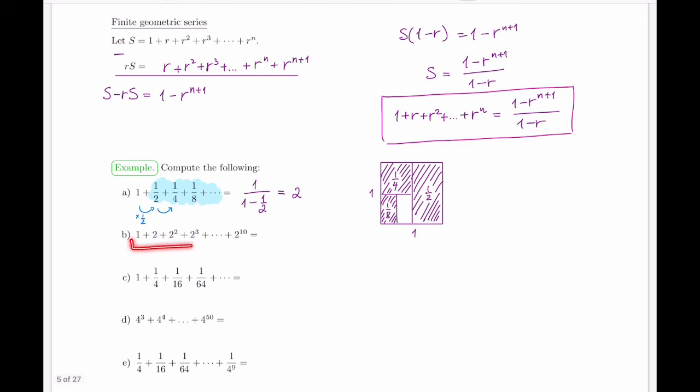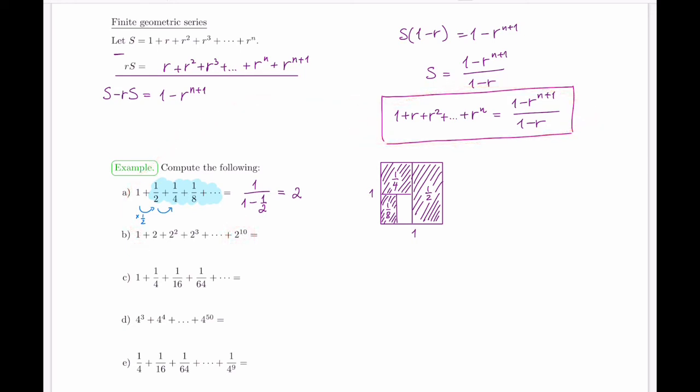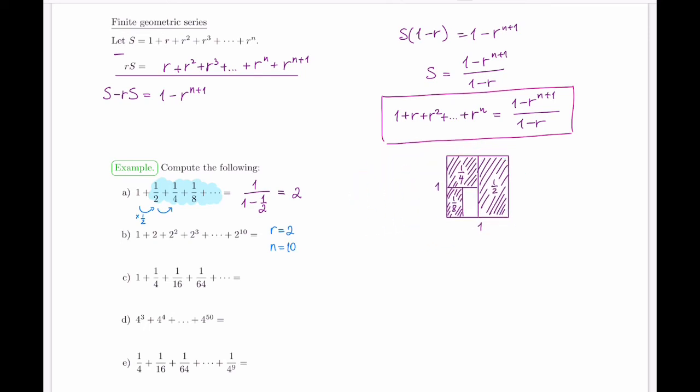Okay, next up I have 1 plus 2 plus 2 squared all the way to 2 to the power 10. So I have my final term, which signifies to me that I am going to be using this formula. My sum also starts at 1, which is in the proper shape. So I can apply this formula directly. I can see that my r is equal to 2 and my n is equal to 10. So if I apply my formula, let me just move the square bit out of the way, I get 1 minus 2 to the power 10 plus 1, over 1 minus 2.